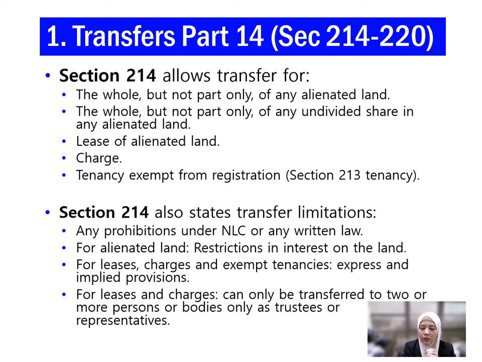For alienated land, restrictions in interest on the land can also be a transfer limitation. So you have to look if there is any requirement for written consent or written approval to be obtained from the state authority, then you must get the approval first. For leases, charges and exempt tenancies, there are express and implied provisions. So look at the terms of the lease, whether you need to obtain approval first from the proprietor for the lease to be transferred to another person. Then leases and charges can only be transferred to one or more persons or bodies as trustees or representatives, not to two or more for reasons other than this.